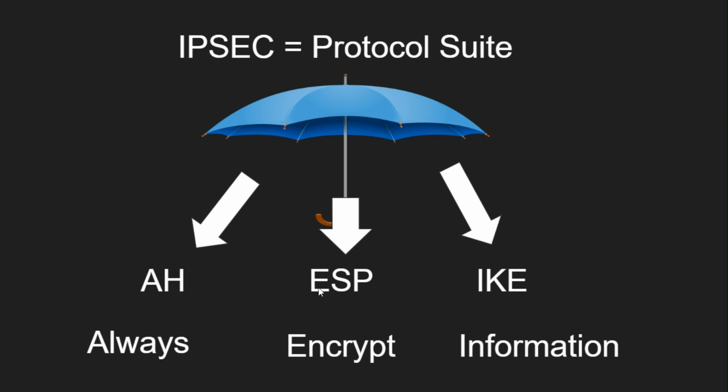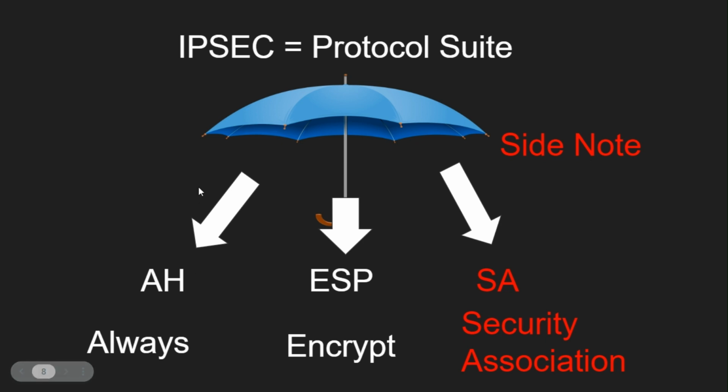E stands for encapsulating security payload. And I stands for internet key exchange. Okay, so notice here: authentication header, encapsulating security payload, and internet key exchange. And we're going to get deeper into this, but just think of this: IPsec is composed of three other protocols.